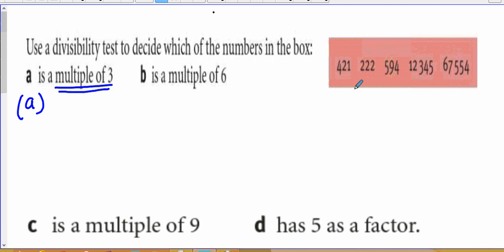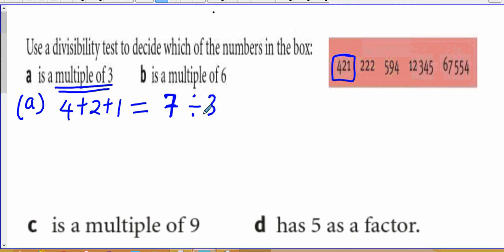We said, take an example, this number, 421. If you want to find out whether this number is divisible by 3, what we do is add these digits. Which answer do we get? 4 plus 2 is 6, 6 plus 1 is 7. Now, the question is, is 7 divisible by 3? The answer is no. Why? 7 divided by 3 leaves a remainder. So in that case, 421 is not a multiple of 3.